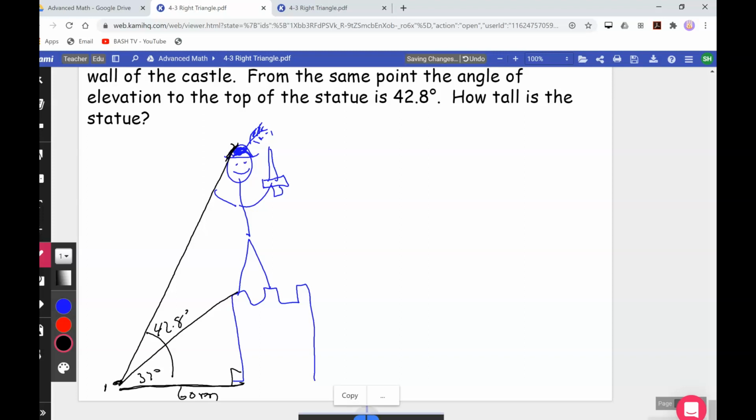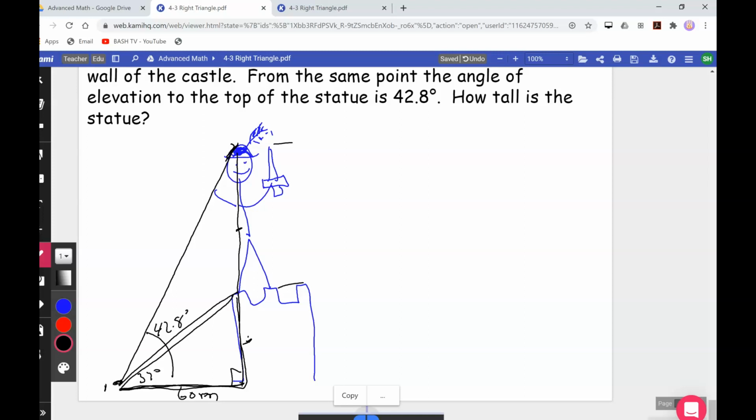Now, I want you to think a little bit. What am I going to do here? Well, I'm trying to find the distance from here to here, right? To do that, I have a right triangle here, and I could find this side over here. I have another right triangle here, and I could find this side. So what am I going to do with those two pieces of information? Yeah, I'm going to subtract them.